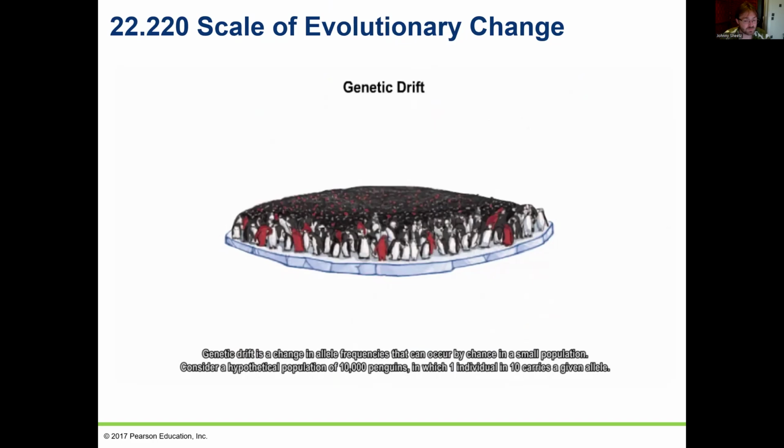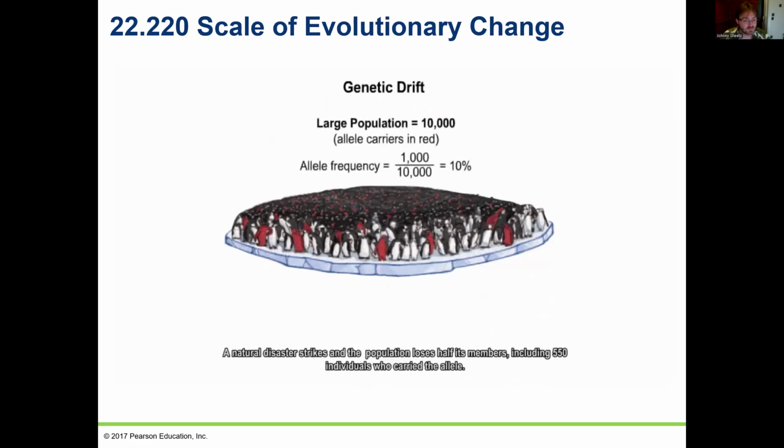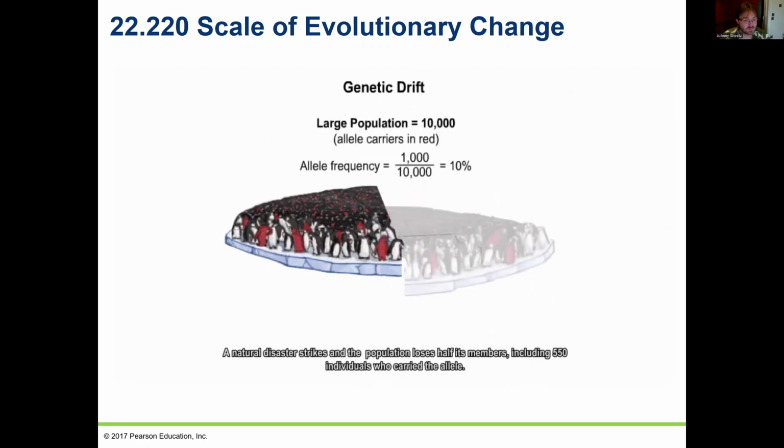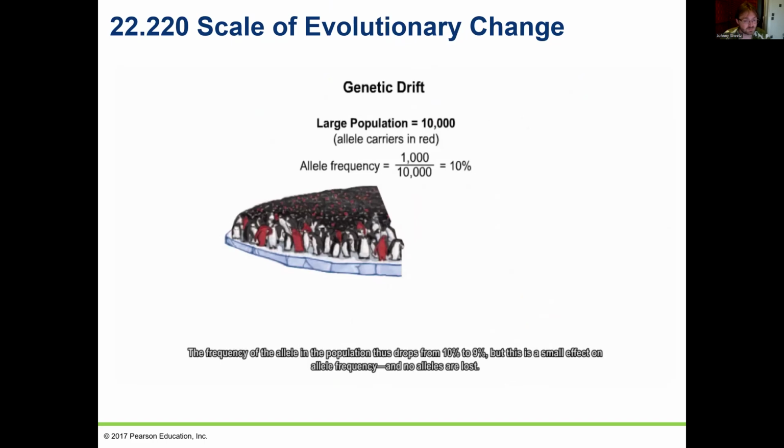Consider a hypothetical population of 10,000 penguins in which one individual in 10 carries a given allele. A natural disaster strikes and the population loses half its members, including 550 individuals who carry the allele. The frequency of the allele in the population thus drops from 10% to 9%, but this is a small effect on allele frequency, and no alleles are lost.